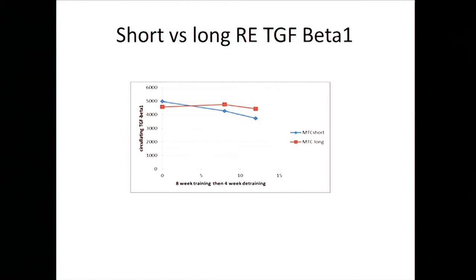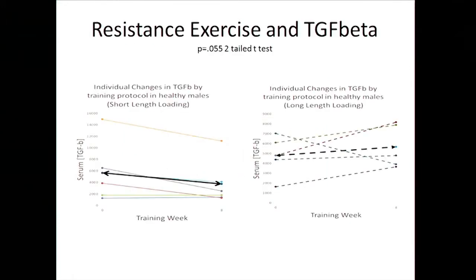But I can show you some individual data here. If you look at the individual males in the short length and the long length, you see in the short length, the TGF-beta is going down. In the long length, it tends to go up. And this is a p-value of 0.055. Doesn't quite reach the 0.05 significance, but it's only an N of 11. So it's a pretty substantial change in TGF-beta depending on how you're doing the exercise, at the short length versus the long length.